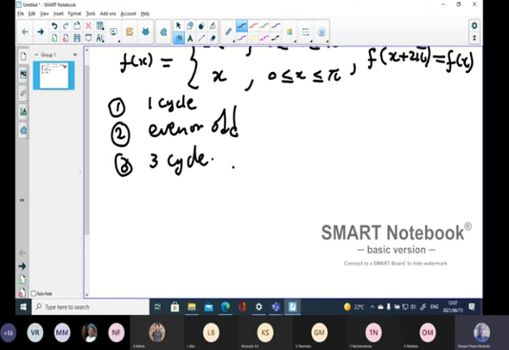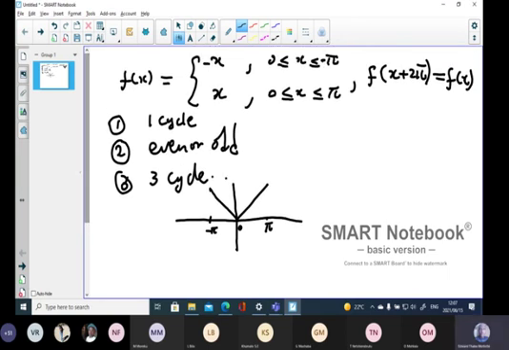Now I'm going to plot the first one. The first cycle, I'm answering this one. So this is the case. So here is minus pi, 0, pi. Okay.